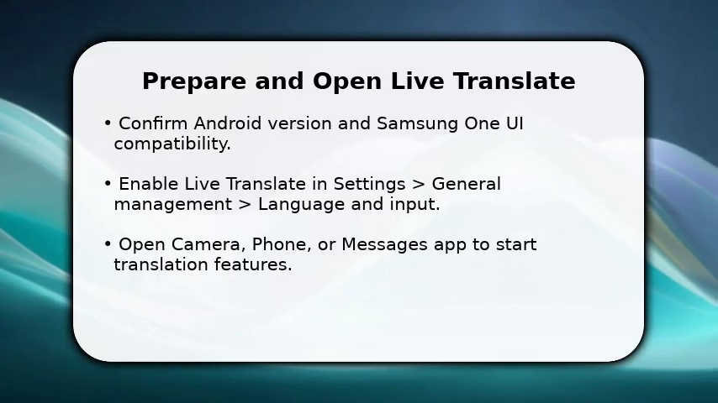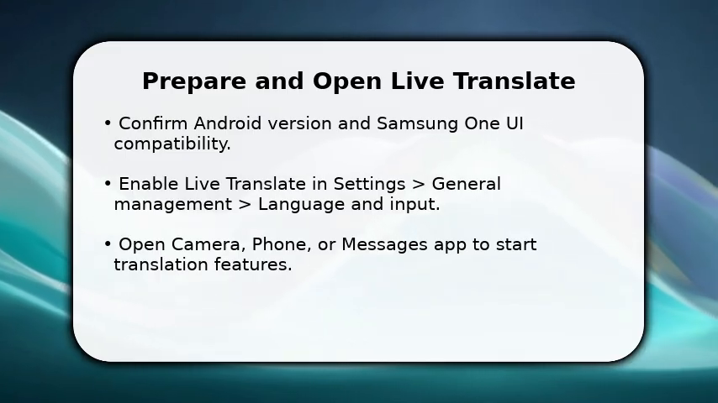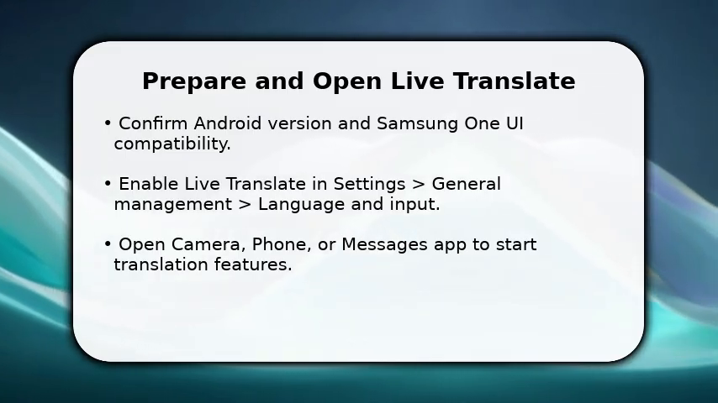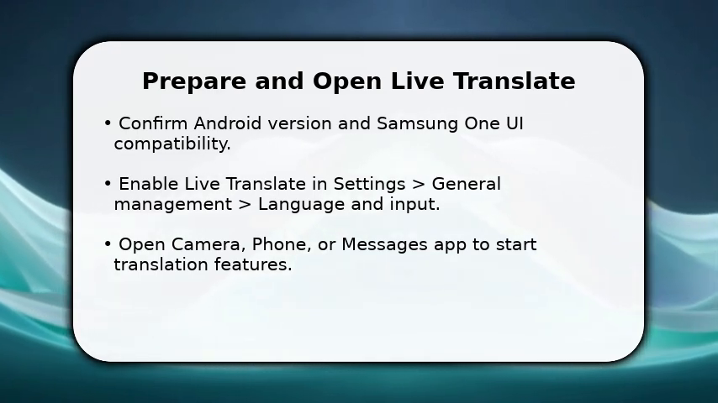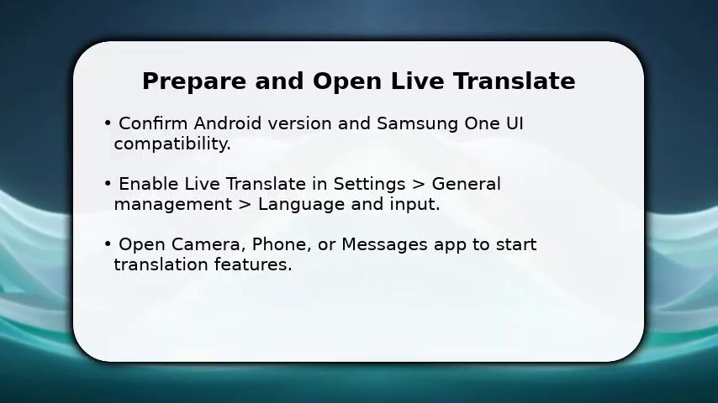Then open the app you'll use: Camera for signs, Phone for calls, Messages for text, and select Live Translate from the toolbar or overflow menu. This gets you into the feature quickly and ready to go.